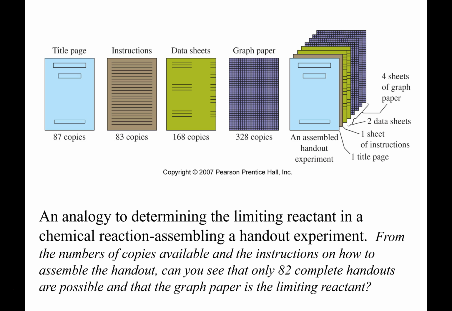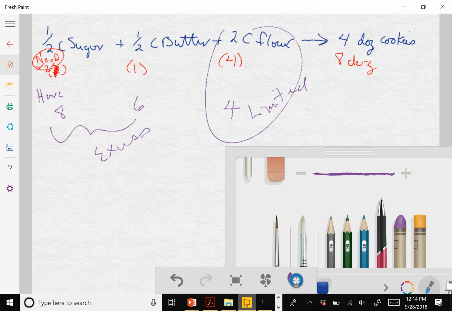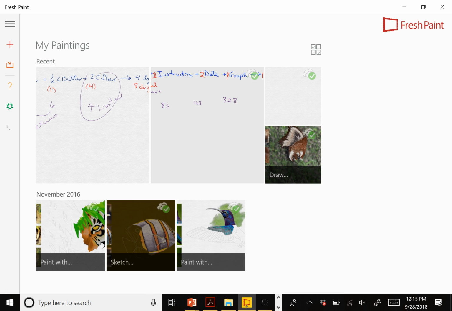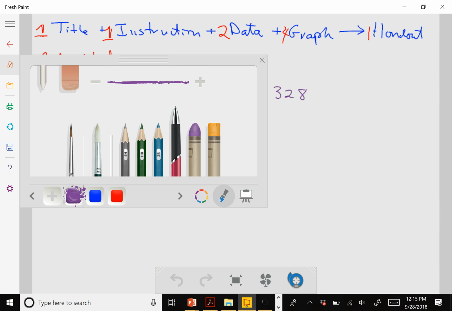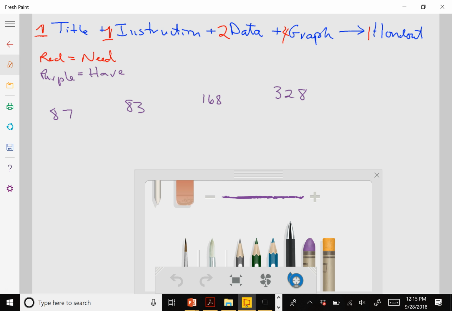So here's what I came up with at my desk. I just wrote down what we're looking at here. The things in red are what we need. What do we need to make one handout? We need 1 title page, 1 instruction page, 2 for data, and 4 pieces of graph paper. What do we have? It's in purple there.